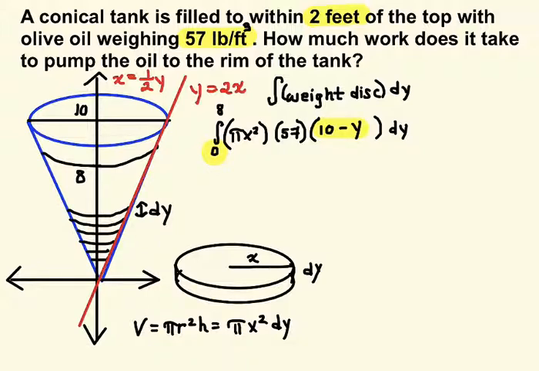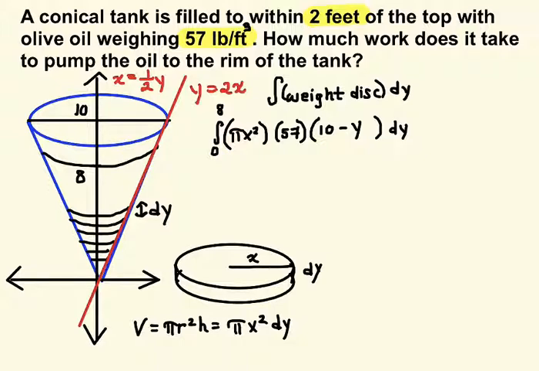The very bottom little disc down here gets lifted a full 10 all the way up. Now, when we get to the halfway point, going from 0 to 8, we're going to be at 4. It would be 5. 10 minus 5 is 5, so we're going to lift that only 5. We get to the very top disc, when y is 8, we're going to lift that 10 minus 8, which is only 2 feet, because the very top disc is only 2 feet from the rim.